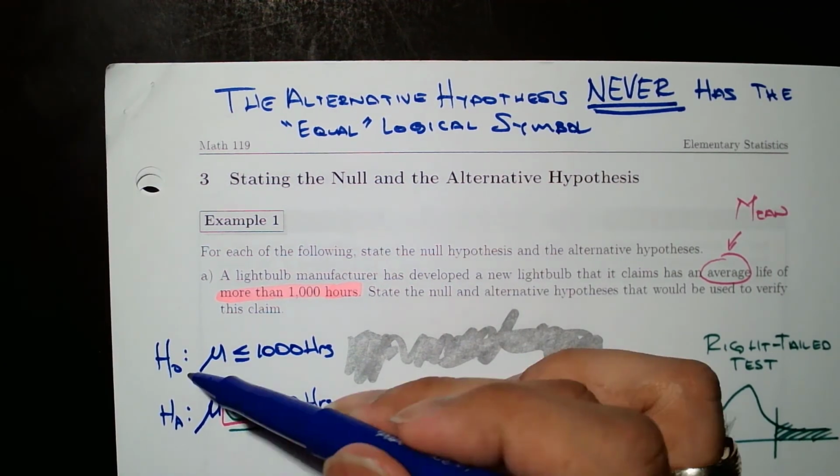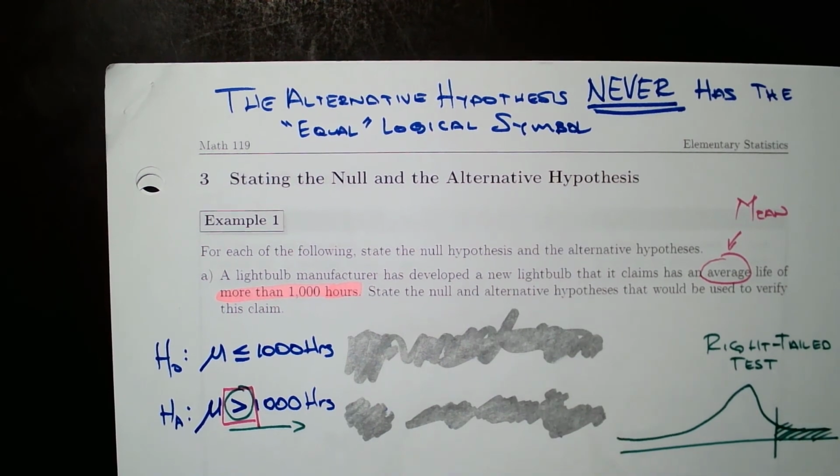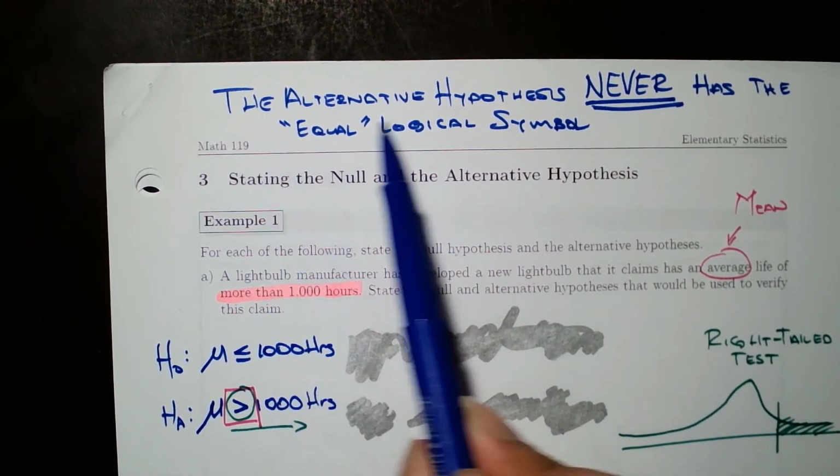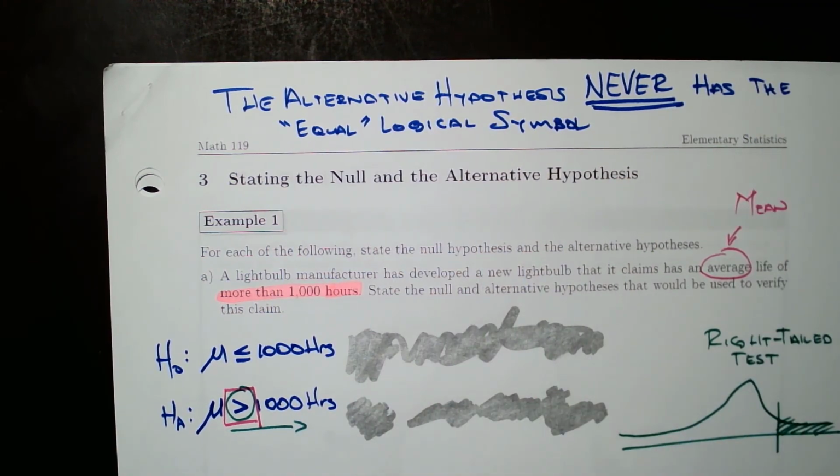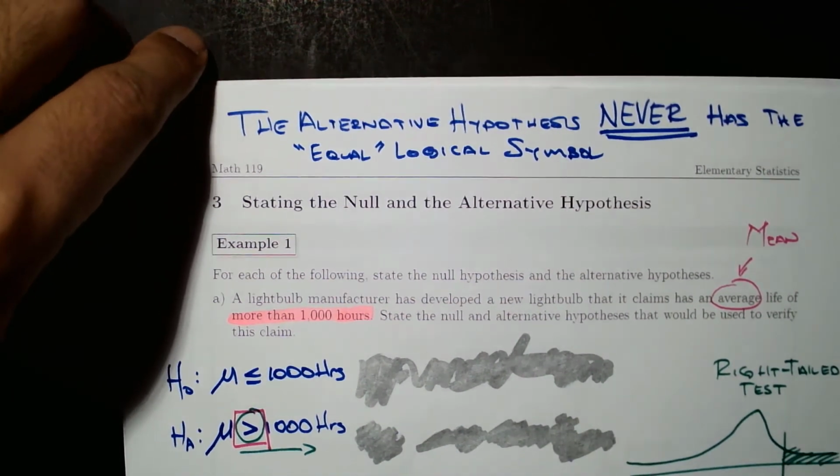That is the H0 and the Ha. Only the H0 has the equal. The Ha never has the equal. All right, write it down on the top of this page. That's something you want to keep in mind.